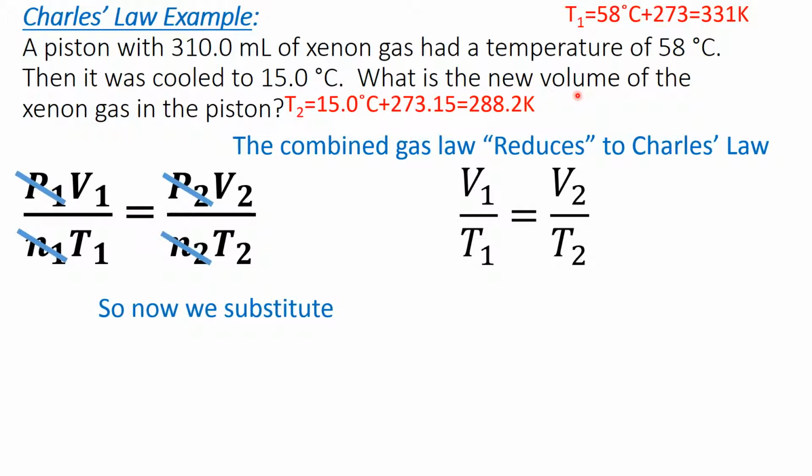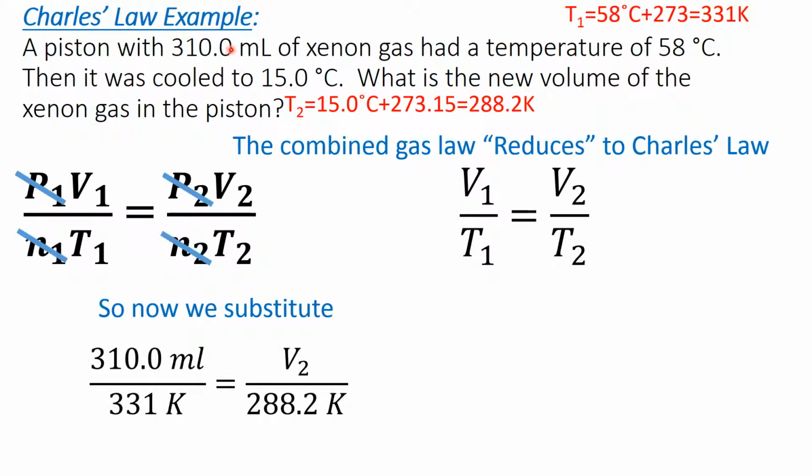So we substitute in the variables. We have to figure out which one is which. The piston starts with 310 milliliters, so that must be volume 1. It also has a temperature of 58 degrees Celsius. We convert that into Kelvin, 331 Kelvin, by adding 273, and that's temperature 1. When we cool it, that's temperature 2, and the missing variable is V2, volume 2. So now that we've substituted into our equation, we need to solve it for V2.